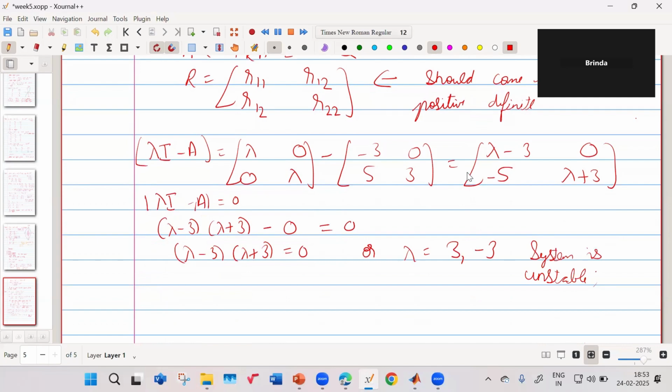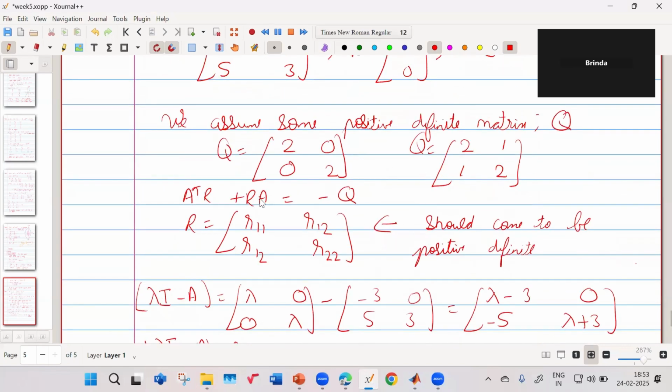You just find the eigenvalues of the A matrix and you can comment regarding the stability of the system. You don't need to find this A transpose R plus R equal to minus Q, do all this multiplication, everything. It is like a big hassle, right? It is a linear system. There are very well standard techniques to find the stability of this linear system. You can use that, right?